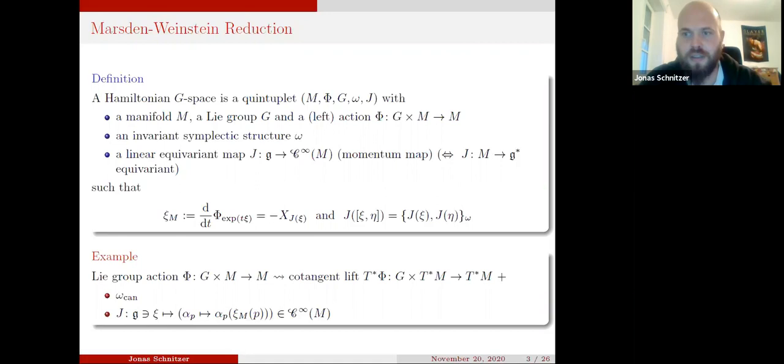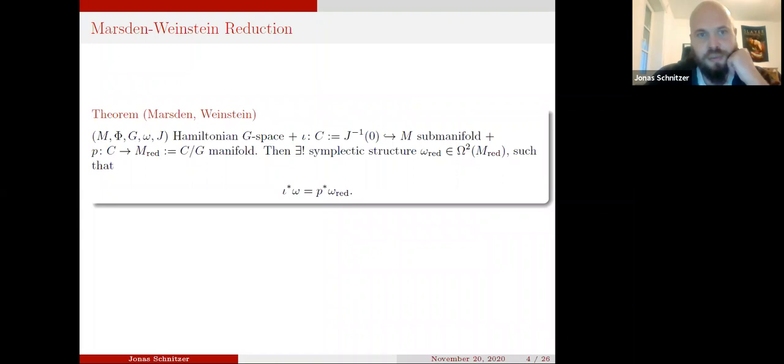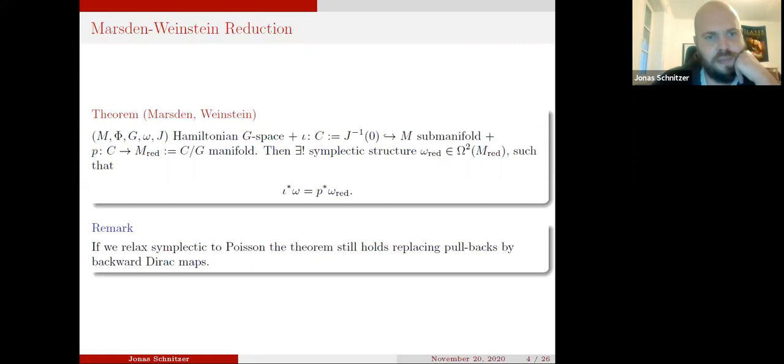Okay, Marsden-Weinstein reduction is basically the following theorem, which says that if I have a Hamiltonian G-space, I assume that the zero level set C of the moment map is a submanifold, and the quotient of the Lie group acting on C is also a manifold, then there exists a symplectic structure on the quotient, which is not really the group quotient, it's the zero level set mod the Lie group, such that the following relation is fulfilled. If I pull back the symplectic structure on M reduced, I get a two-form on C, and if I pull back the original symplectic structure from the manifold to C, I get also a two-form, and they should coincide.